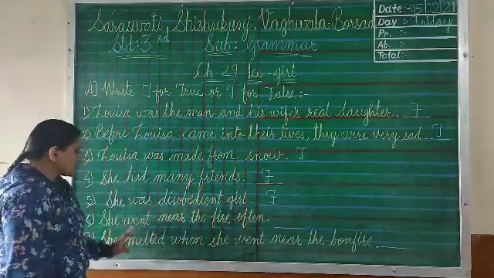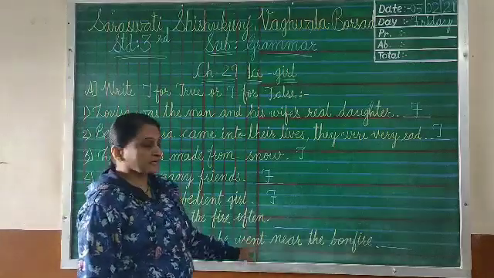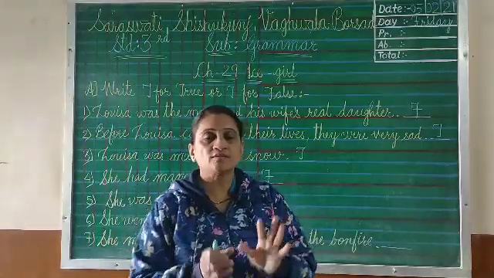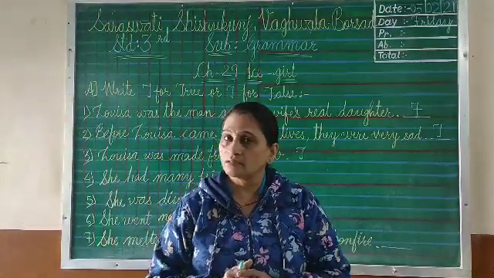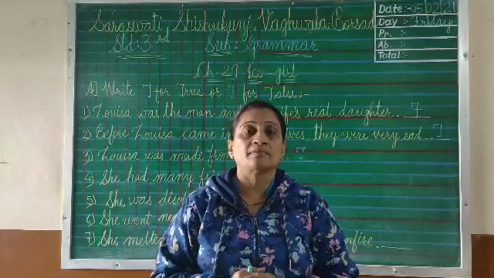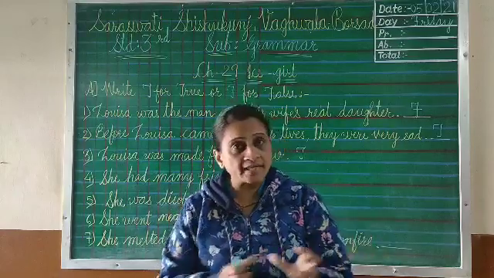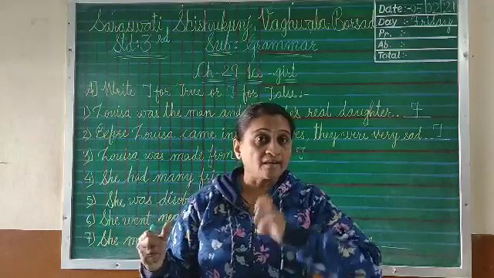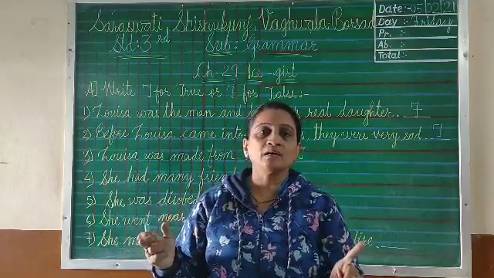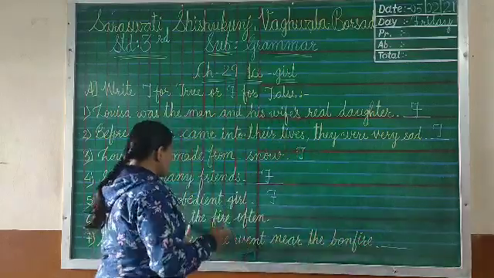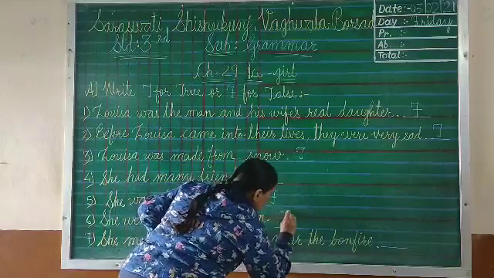Sixth number: she went near the fire often. Means sometimes she was going near the fire. No, she never went to the fire. Only the friends dragged her. Otherwise she by herself never went to the fire. So this sentence is also false.